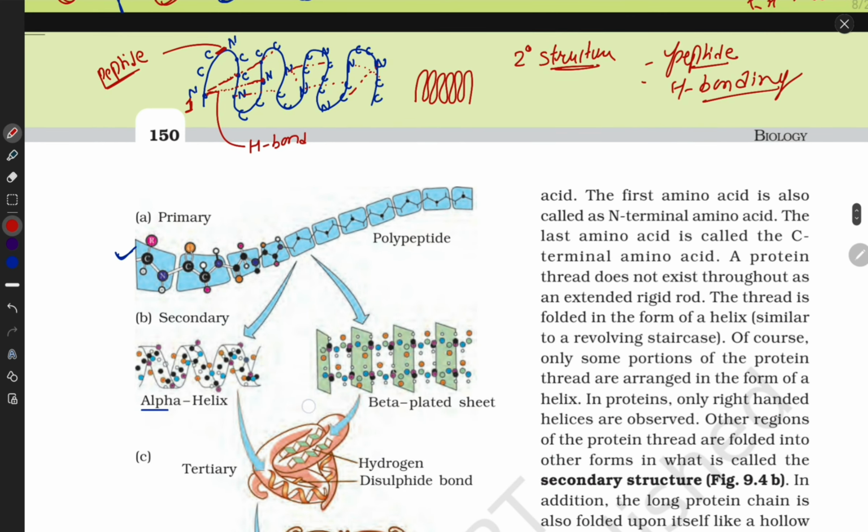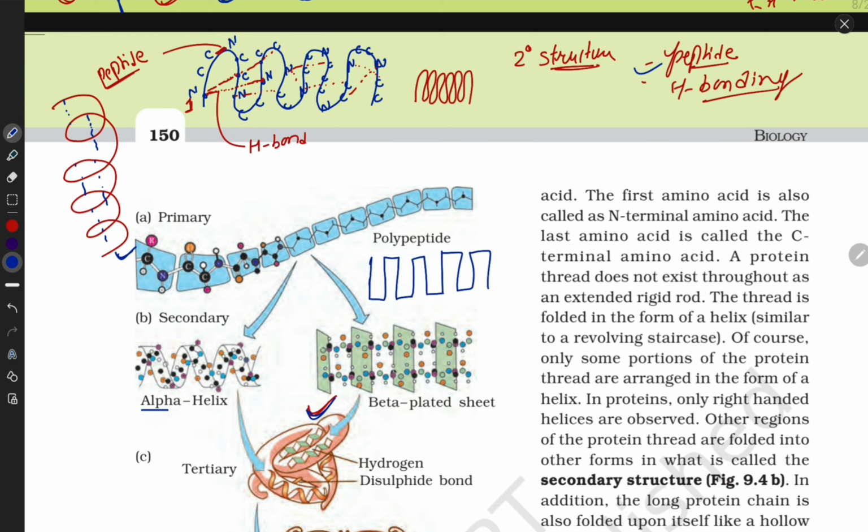Now, what is beta pleated sheet? This is the helical structure, like this, and here is hydrogen bonding between them. Now this structure also contains hydrogen bonding as well as peptide bonding, but the difference is they arrange like a sheet, in this manner. They make a perfect orientation. So this is the difference between alpha helix and beta pleated sheet. Alpha helix is a more active and functional form, while the sheet is very static.